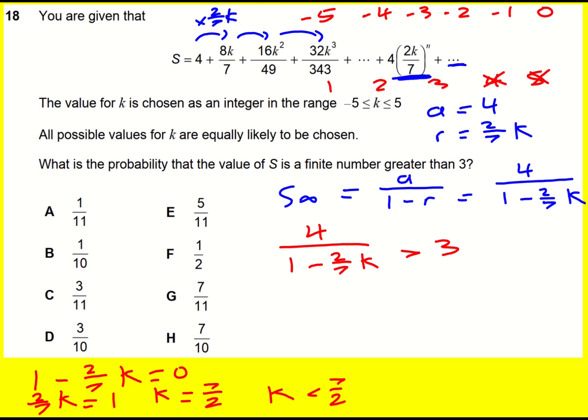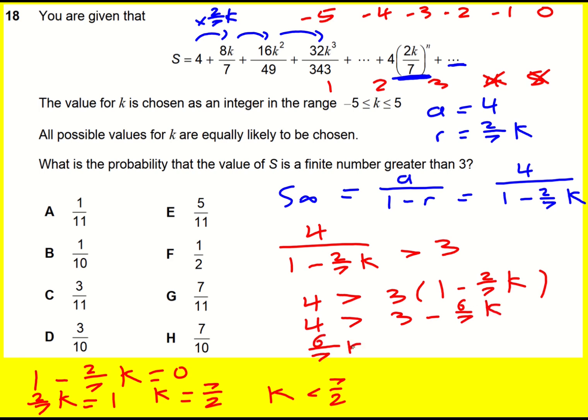Okay, so given that k is less than 7 over 2 and the denominator is positive, we can now times through by it. So 4 is greater than 3 times 1 minus 2/7 k. Becomes 3 minus 6/7 k. So 6/7 k is going to be greater than -1, and k is going to be greater than -7 over 6. Okay, that is a requirement for the summation to be greater than 3.